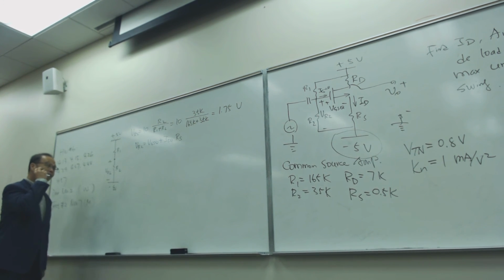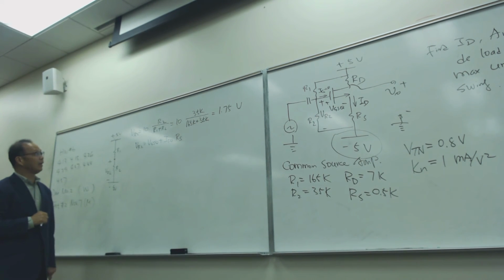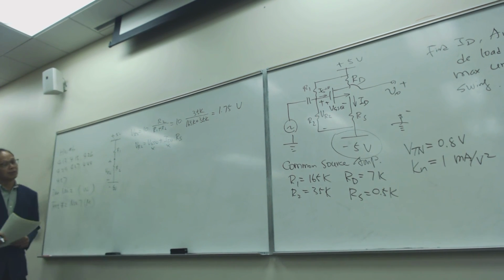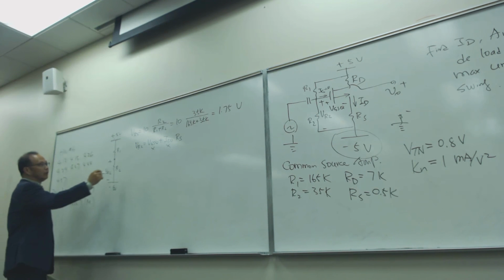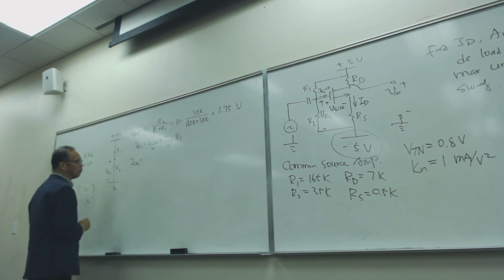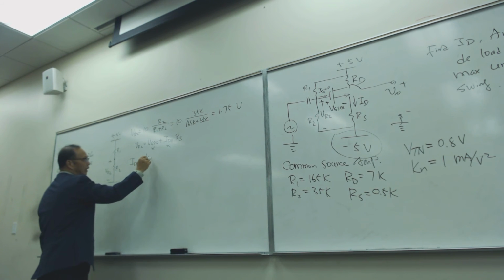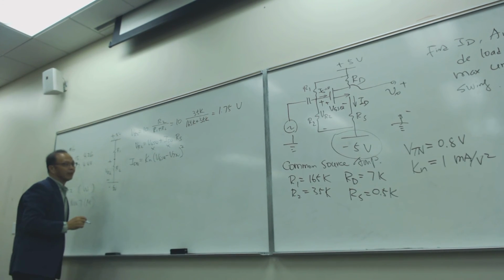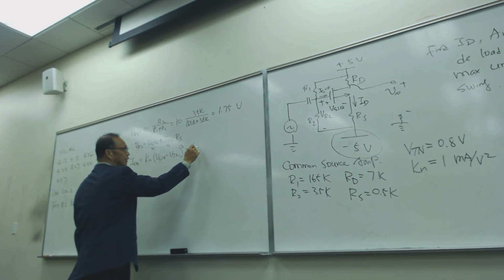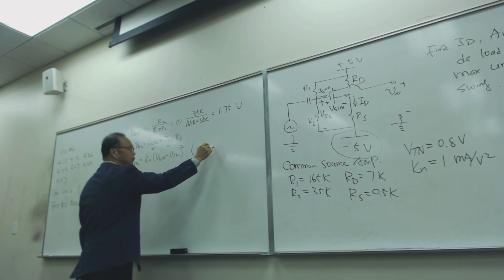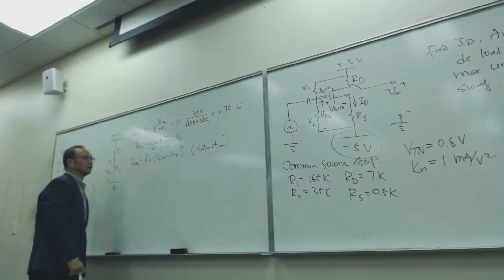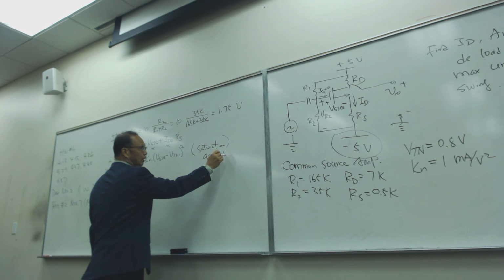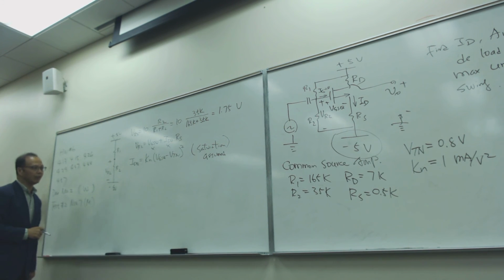Okay, how many unknowns do we have? Unfortunately, we have 2 unknowns, right? This one is not known, this one is not known. So therefore, you need a second equation. You can use this equation for the drain current, Kn (VGSQ minus VTN) squared, right? And this is under the assumption that we have saturation. Assume. Later on we have to come back and verify.